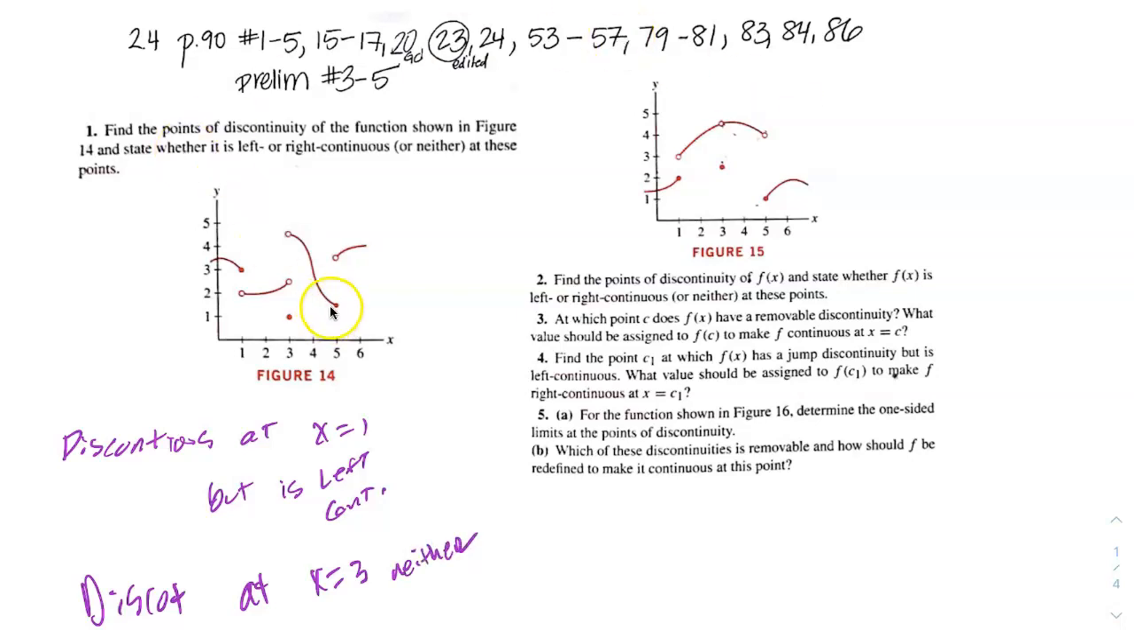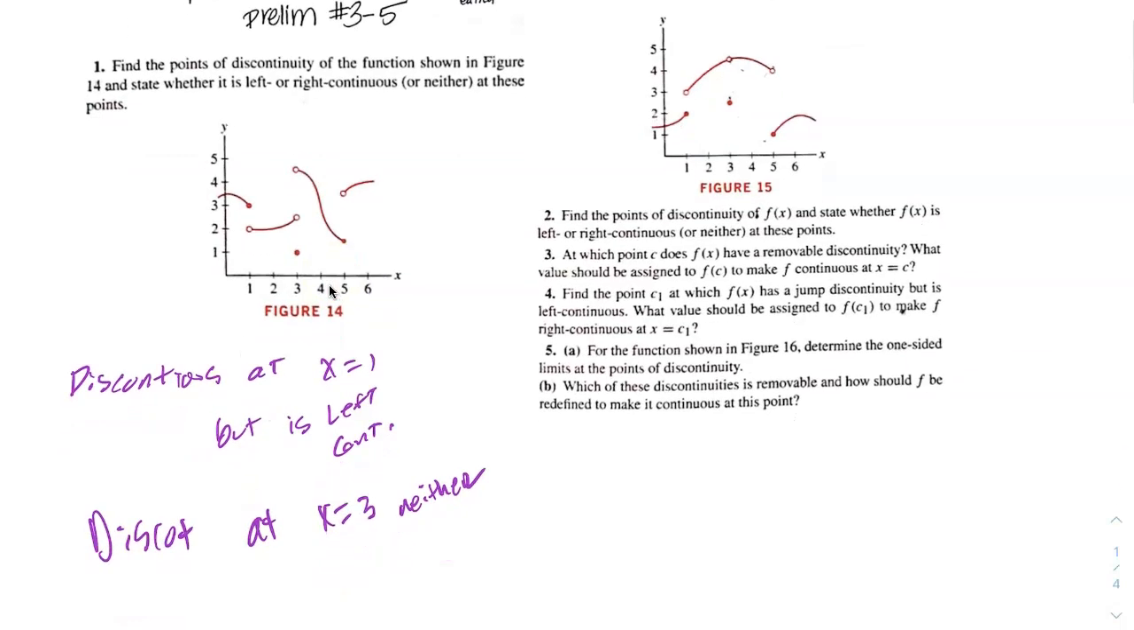Okay, then we keep on going, right? So continuous until we get to 5. At 5, we're discontinuous again, and it is left continuous once again. So there you go with that part. Then we go to the next problem.